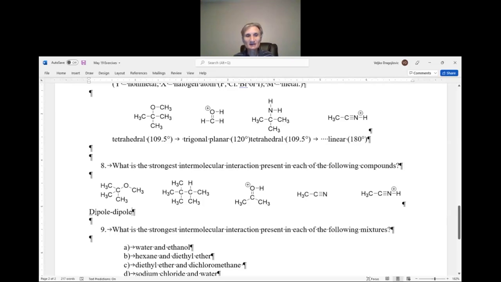Of course, weaker London interactions are also present. So we could list dipole-dipole and London, but in this case you wouldn't list them, because the question is what is the strongest? And so you're only identifying the strongest interaction.